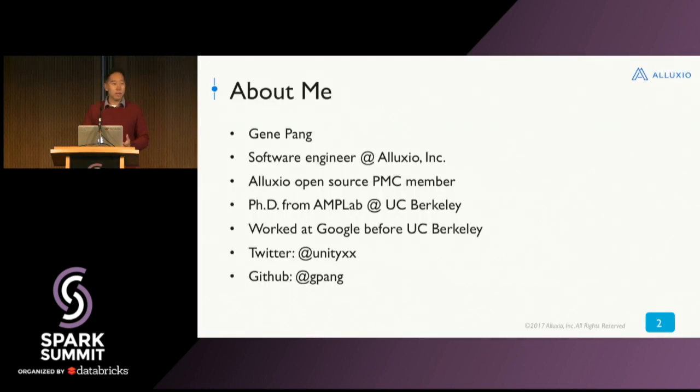So before we get started, I will briefly introduce myself. My name is Gene Pang, and I'm a software engineer at Alluxio, and I'm also a PMC member of the Alluxio open source project. Before I joined Alluxio, I received my PhD from the AMP lab at UC Berkeley, and before Berkeley, I was working at Google on distributed databases and distributed systems. So that's a brief introduction to myself. Here you can also see my Twitter handle and GitHub handle.